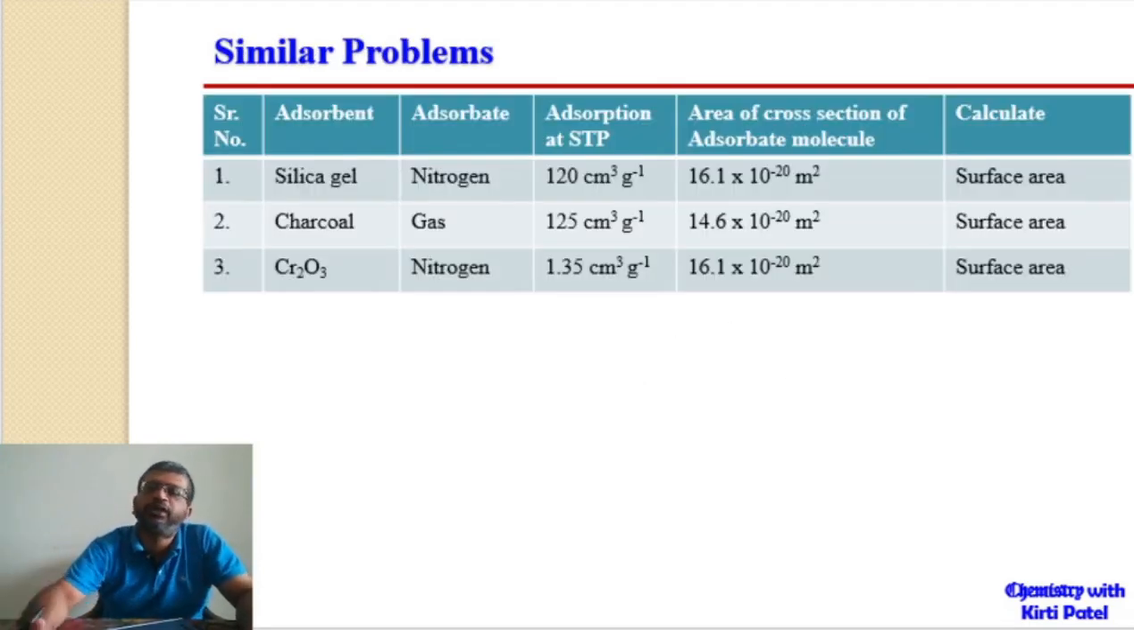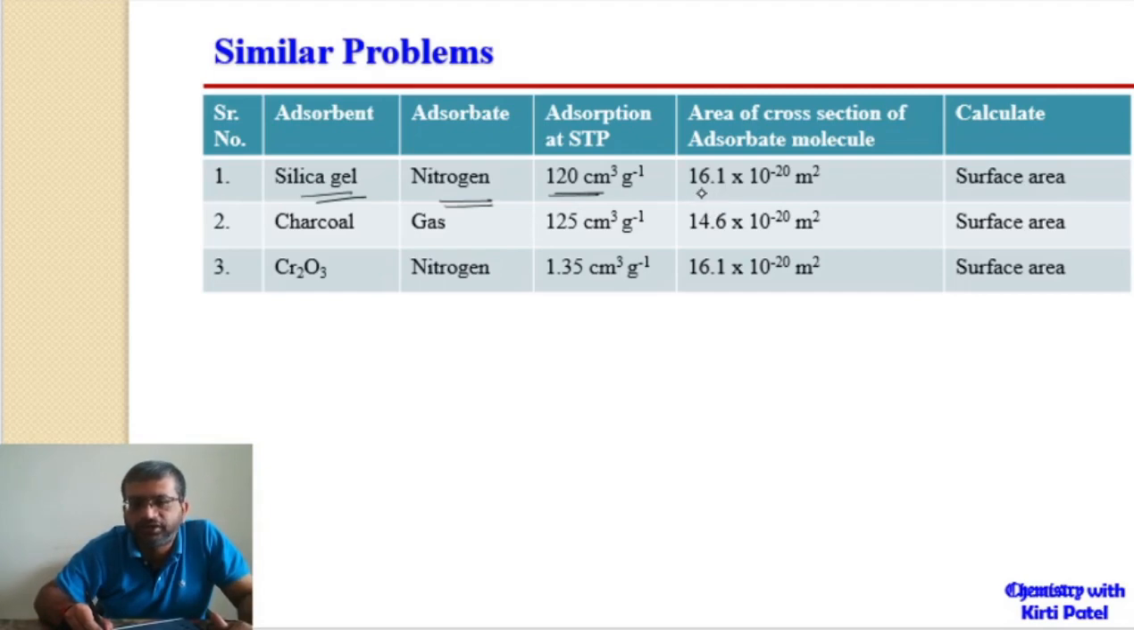We have simple examples for you as an assignment. You can try it at home. In the first problem, the adsorbent taken is silica gel, the adsorbate taken is nitrogen gas, and at STP conditions 120 cm cube of nitrogen gas is adsorbed on silica gel, and the area of cross section of the adsorbate nitrogen is given as 16.1 into 10 raised to minus 20 meter square. You need to calculate the surface area, which can be calculated as X into sigma, where sigma is given to you.